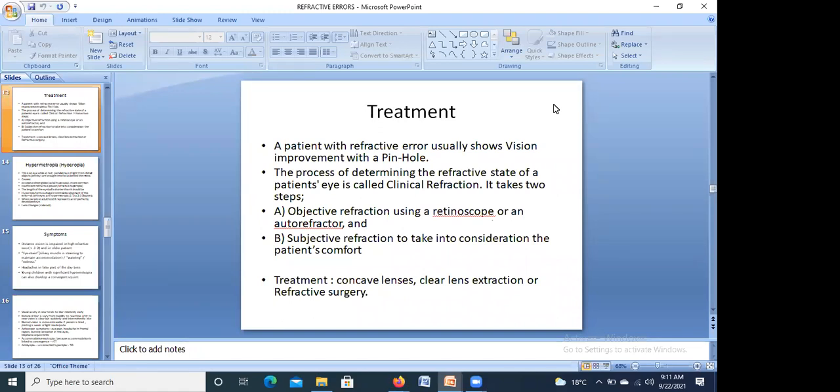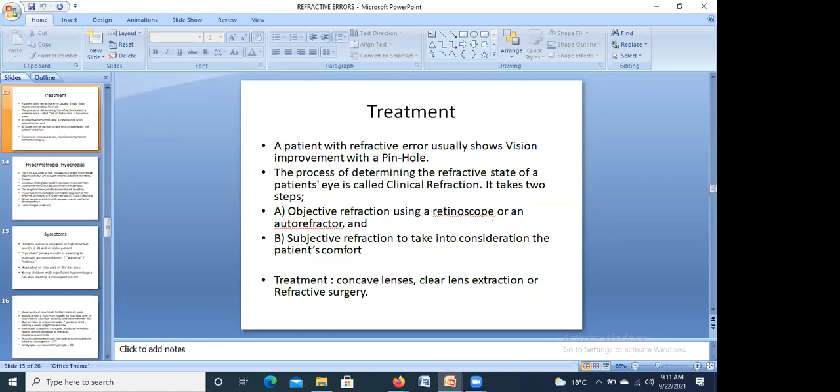Objective refraction, either using a retinoscope or an autorefractor, determines the state of the refraction of the eye. Then the second one is subjective refraction, where you now tailor the refraction to the need of the patient. So if the power was supposed to be -5, the patient may prefer to say, I want -4.5, or I want -5.5. So you adjust slightly to the need of the patient. That's what we call subjective refraction.